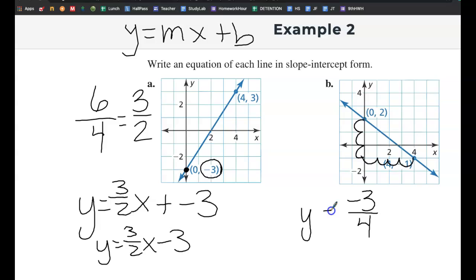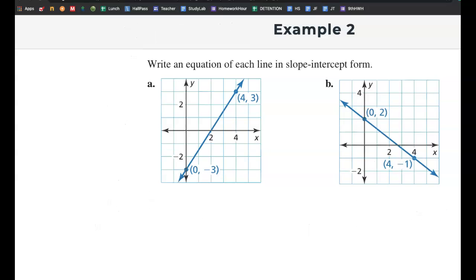So y equals -3/4 x plus your y-intercept is where the line crosses the y-axis. So that's right here. And your coordinate is 2. So y equals -3/4 x plus 2.